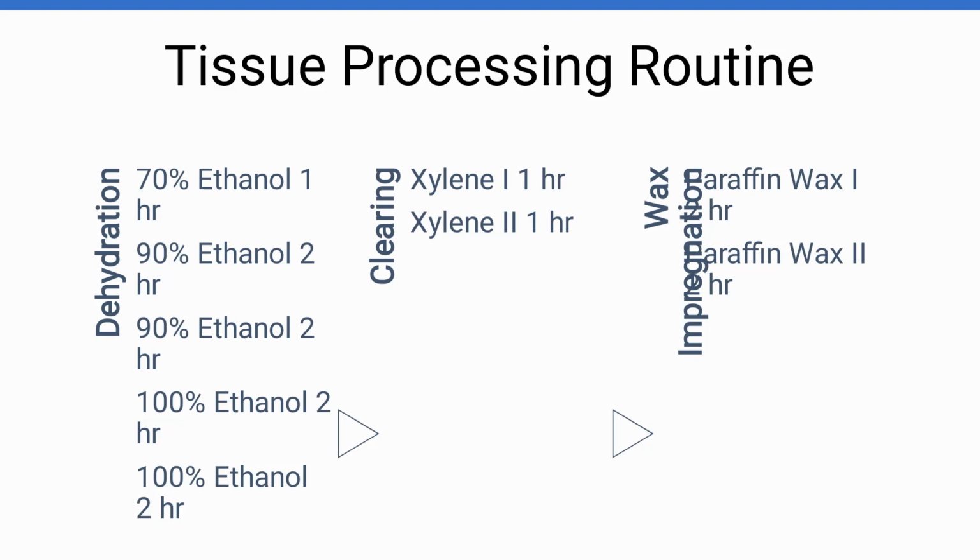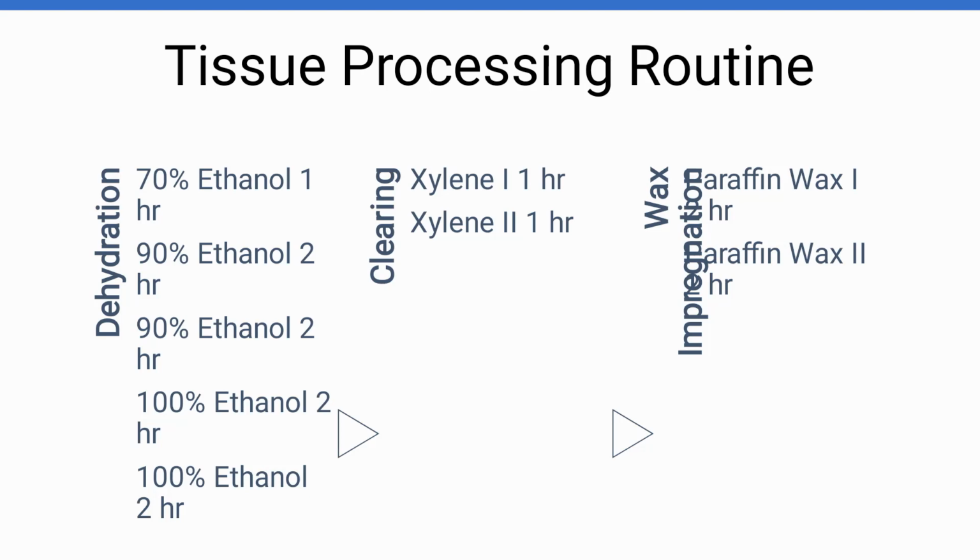In the routine, tissue processing is performed in such a way that in the dehydration process, first the tissues are placed in 70% ethyl alcohol for 1 hour, then changed into 90% ethyl alcohol for 2 hours. Another 90% ethyl alcohol is also there, so the tissue is brought to that jar for 2 hours. The pure alcohol also has two changes. In both changes, the tissue is placed for 2 hours.